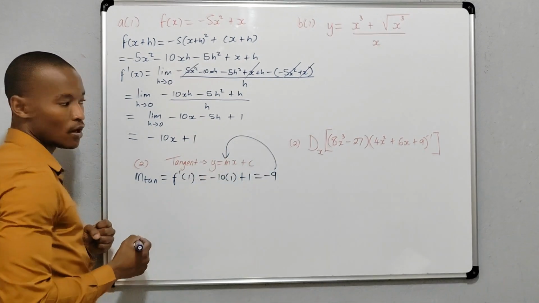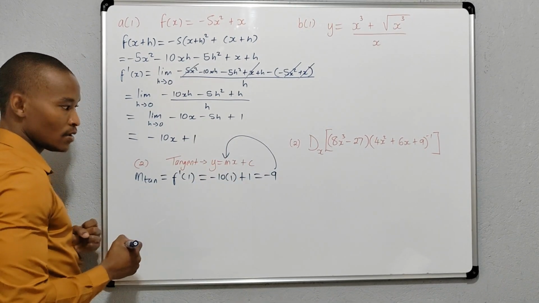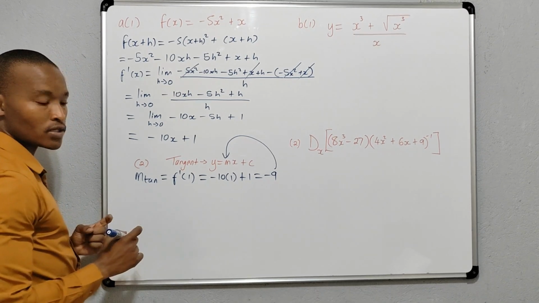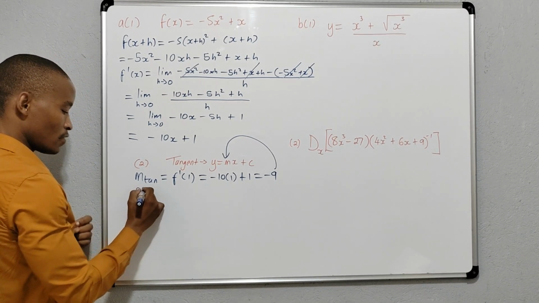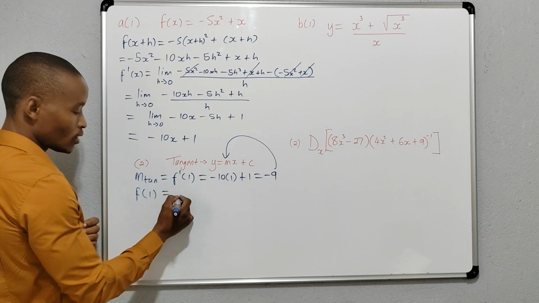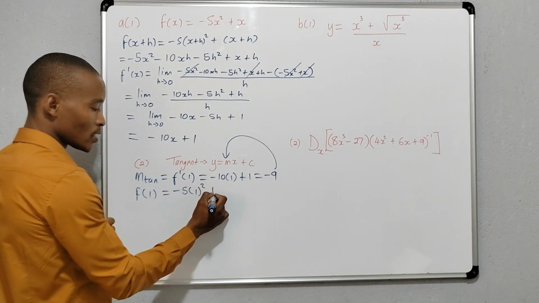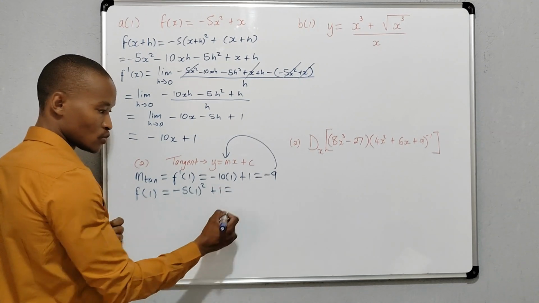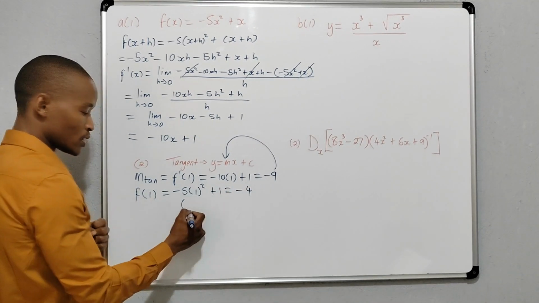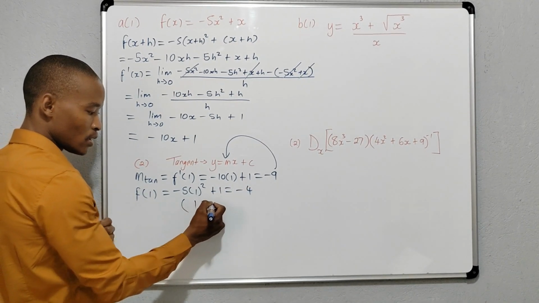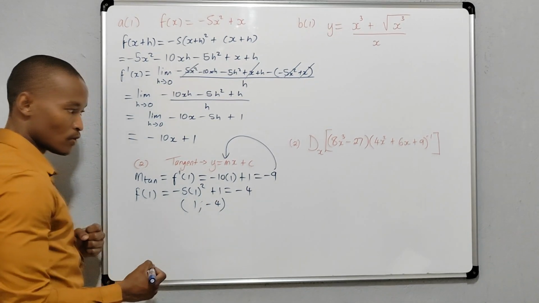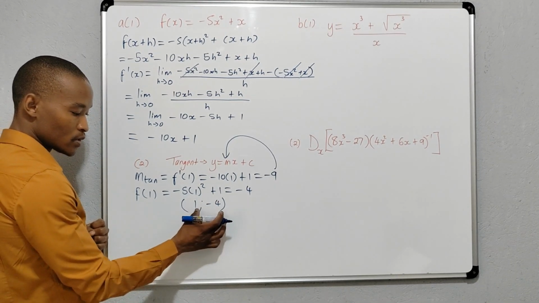It gives us the value of m. Okay, so the point of contact: f of 1 is equal to what? Negative 5 times 1 squared plus 1 is equal to what? Negative 4. So then the point of contact is (1, -4). Okay. How are we going to use this?